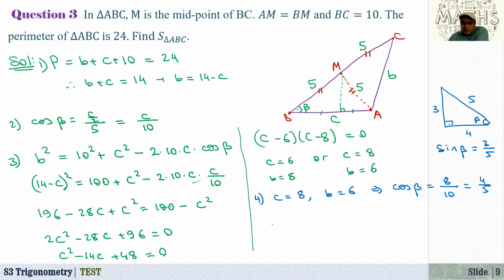Okay, so then the area of triangle ABC is equal to 1 over 2 times AB, that is c, c is equal to 8, times BC, that's equal to 10, times sine of beta. Sine of beta is equal to 3 over 5, which is equal to 4 times 10, 40 over 5, it is 8, 8 times 3, that's equal to 24 units squared. So the area of this triangle is 24 units squared.